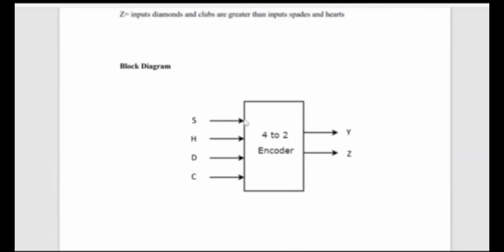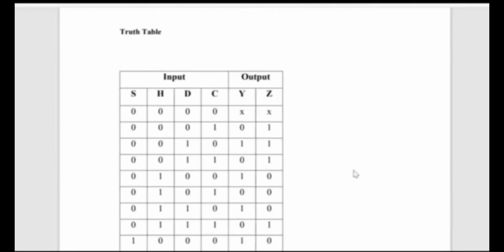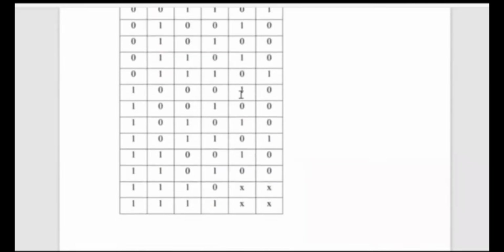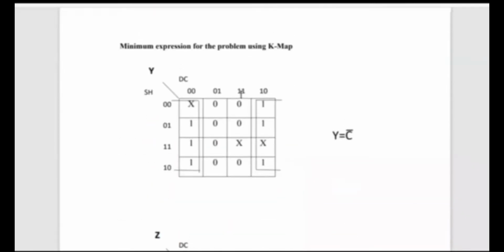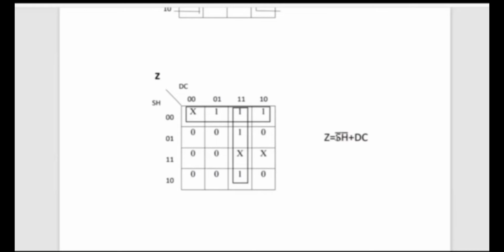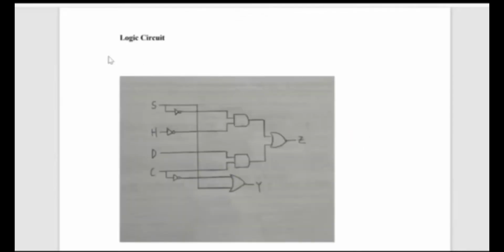This is the block diagram. Here are the 4 inputs, which are SHDC. Then the outputs will be Y and Z. This is the truth table. The next one is the minimum expression for the problem using a K-map. We got Y equals C bar. For Z, we got S bar H bar plus DC. We got the logic circuit from the minimum expression.